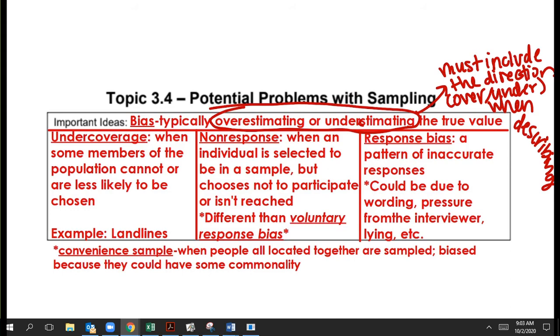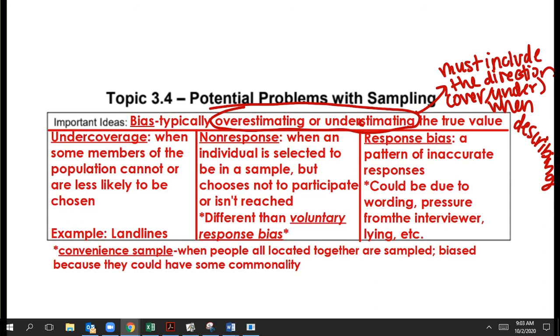So volunteering is specifically when you put yourself in there. And then response bias is a pattern of inaccurate responses. It could be inaccurate in any way, like maybe the wording of the question leads you to answer one way. You have pressure from the interviewer, like wearing the uniform. Maybe you're not comfortable telling the truth and you lie about it, like cheating on your homework. So those are all types of response bias.